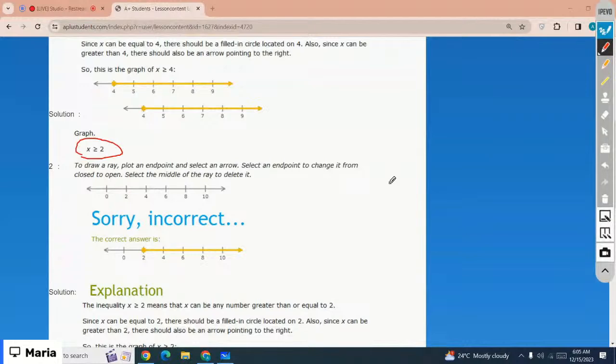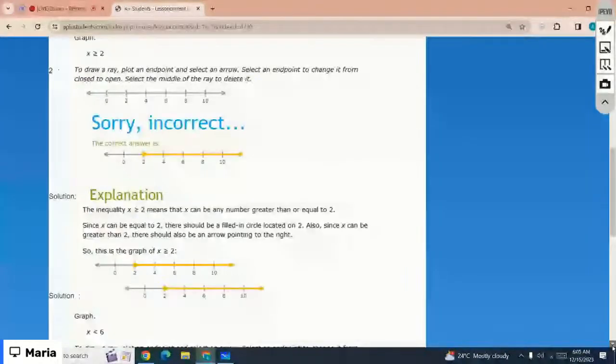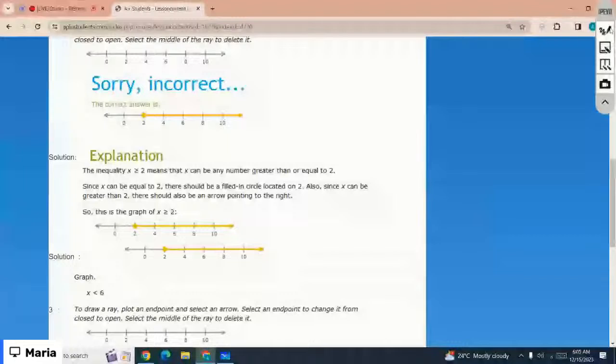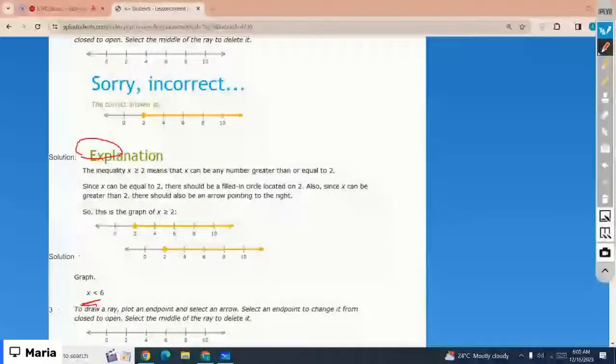Let's just look at the next example, x is less than 6, right? That means any number that is less than 6 is a solution of the inequality. Now 6 is not included. You don't have an equal sign. So you must have an open circle on 6, and you must have an arrow on the left hand side of the 6, right? Because the solution is x is less than 6. Got it?